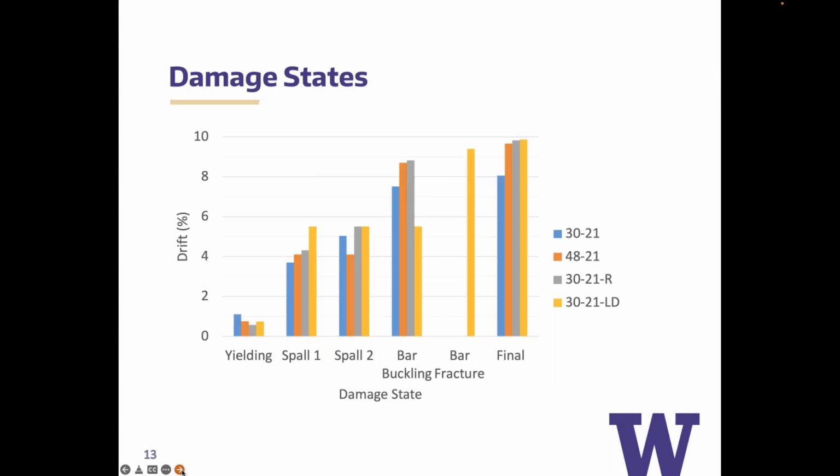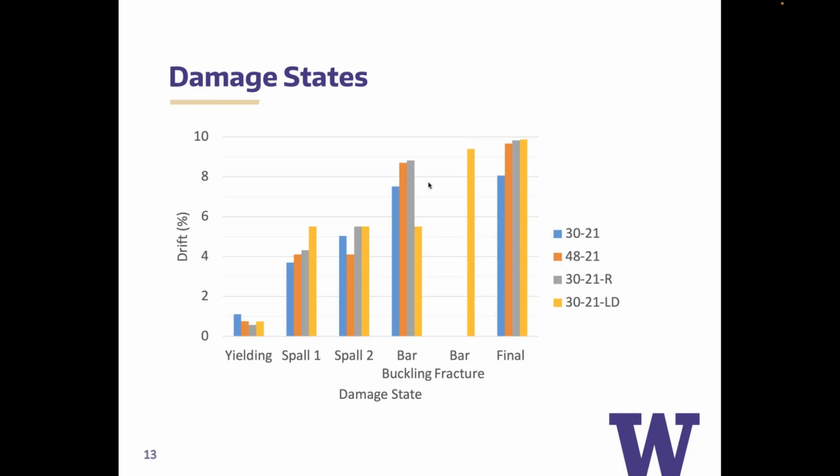These are the damage states. As I said, the yellow one, LD, is for a long duration, which I'm happy to talk about later on, but I'd rather have us focus in on these other 3 specimens. So the 30-inch diameter pile, the 48-inch diameter pile, and the 30-inch diameter pile with this supplemental ring. And what you can see is that this ring gives us this delay in some of these more severe damage states, which is important when we think about functionality of a bridge or other elevated structure that's going to be using these connections after an earthquake.